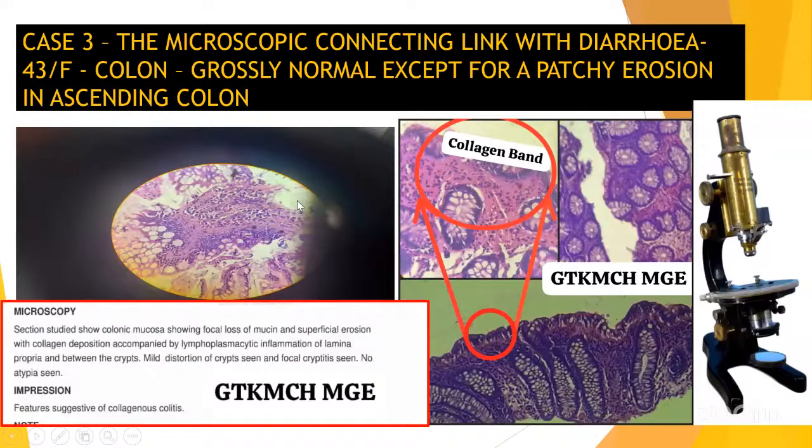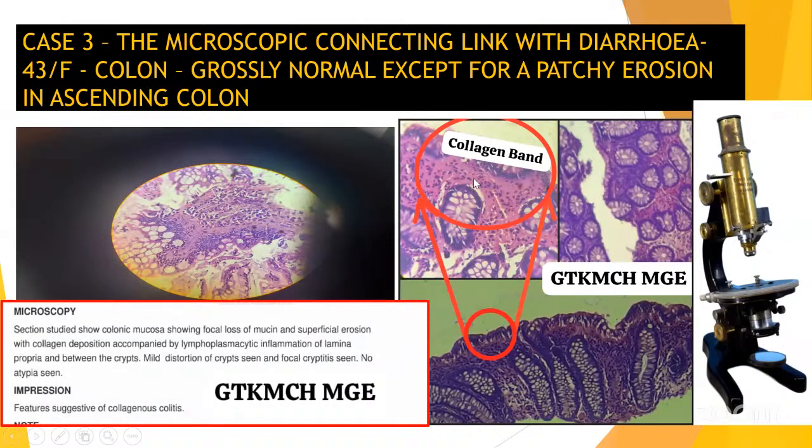And the third case presented with chronic diarrhea and a grossly normal colon with just a patchy erosion in the ascending colon. When we took a biopsy, it came as collagenous colitis. Collagenous colitis and microscopic colitis are the third variant of inflammatory bowel disease, which one should keep in mind when the diarrhea is not settling, because when chronic diarrhea is there with a normal colonoscopy and with all medications given, we will be tempted to make a diagnosis of IBS. So meticulous colonoscopy and biopsy at times will prove the etiology.